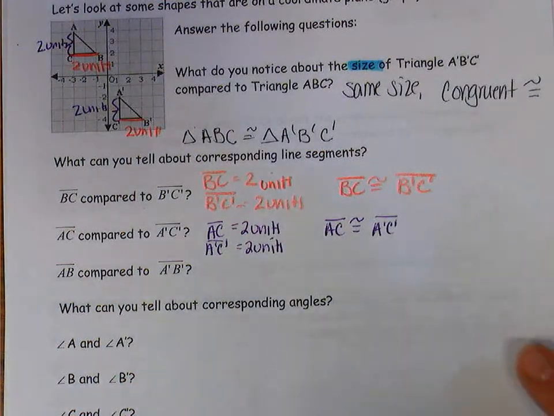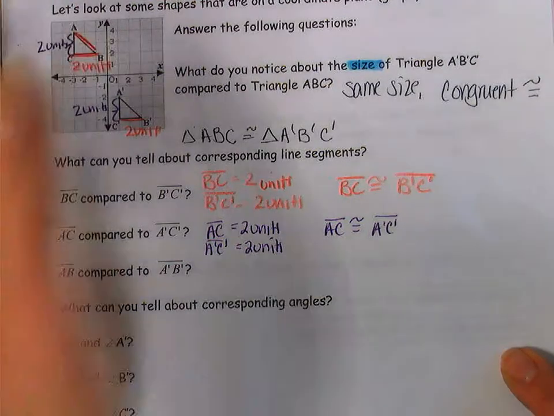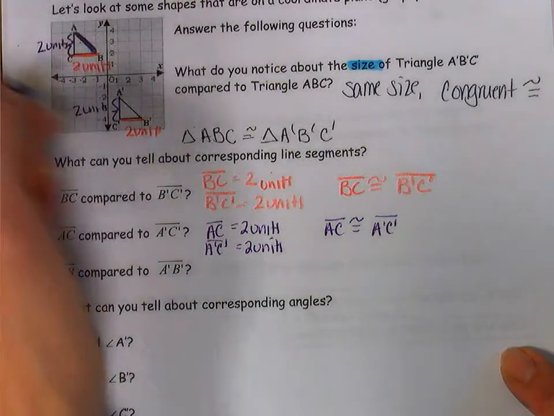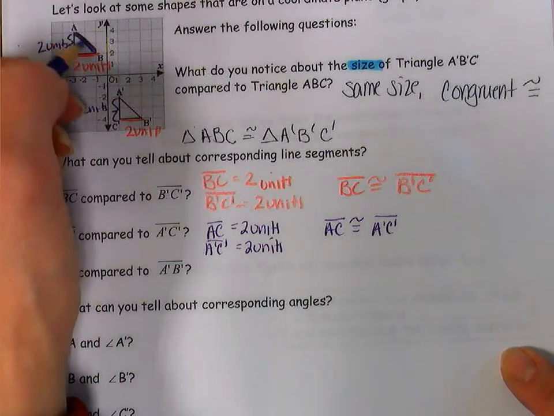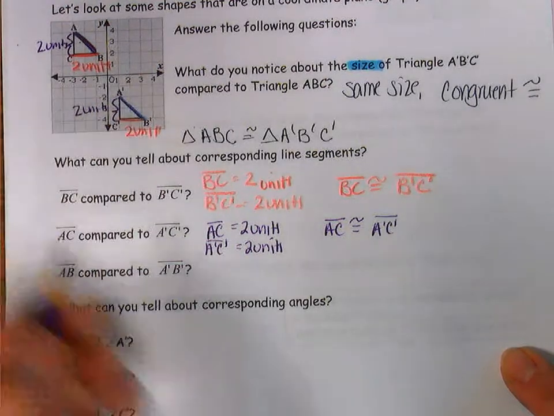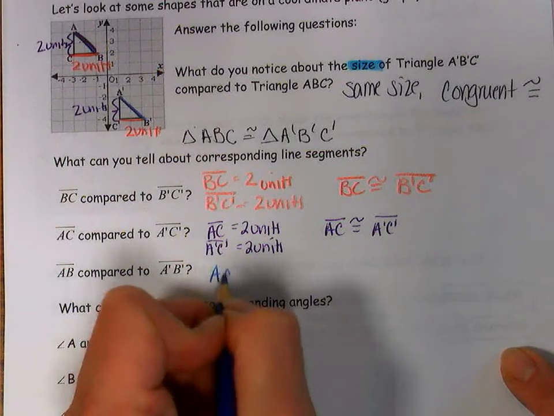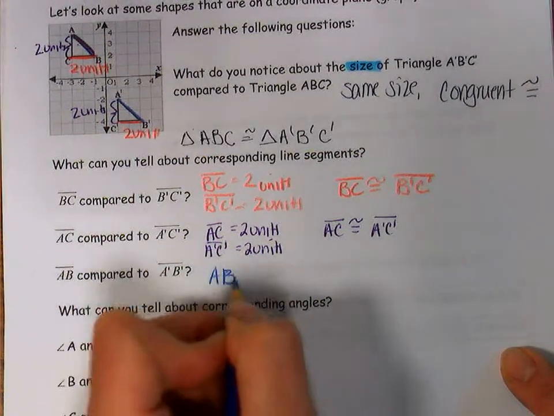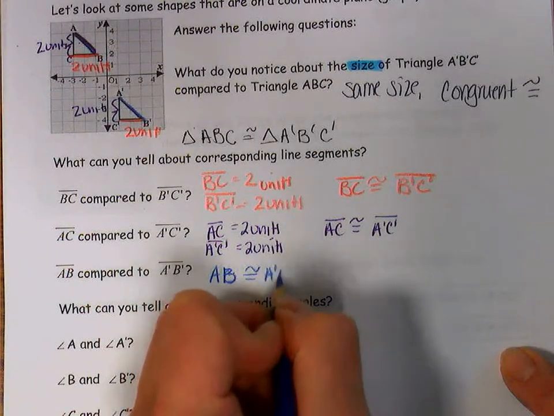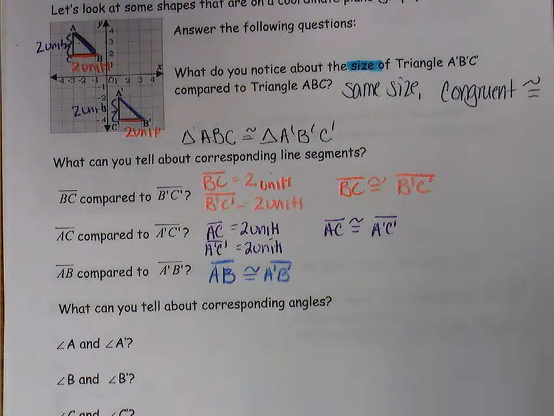Now let's take a look at the last, AB. And let me use a different color here. I'll use a little blue here. If we notice that AB goes diagonally through 2 boxes, or 2 units, A prime B prime goes diagonally through 2 boxes as well. So we can say that AB is congruent to A prime B prime. Once again, using that mathematical notation.